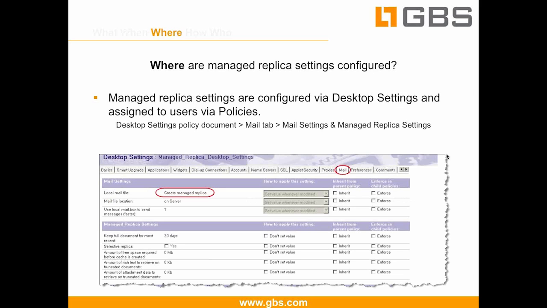Where are the settings configured? If you go into your policies and settings view on your server, go to the desktop settings policy that you have applied for your user base that you want to push these out to. You go to the Mail tab and then the Mail Settings section under there. You've got a local mail file option. You can choose whether their mail file is going to be on server or local.